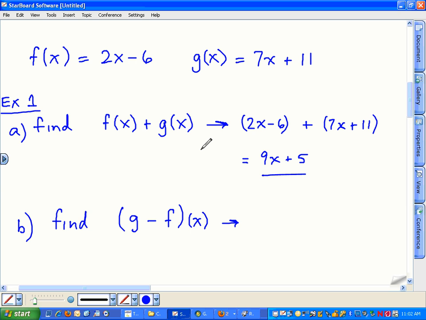Using the same two functions, g and f, that we used for the problem above, which one comes first? What are we going to write first? The 7x plus 11 function, because that's g, right? So 7x plus 11. We're going to subtract the f of x function.